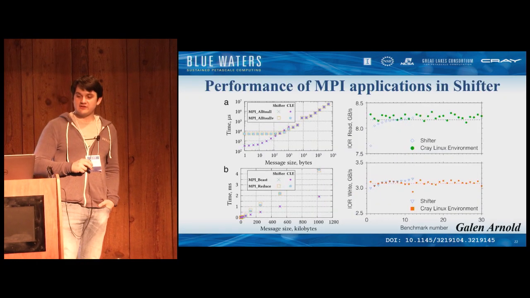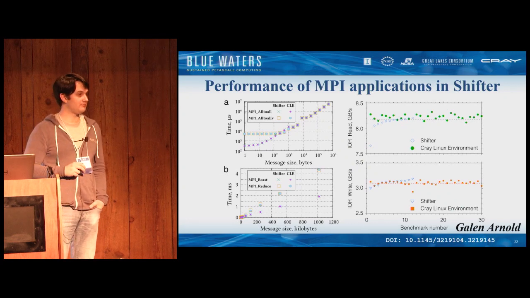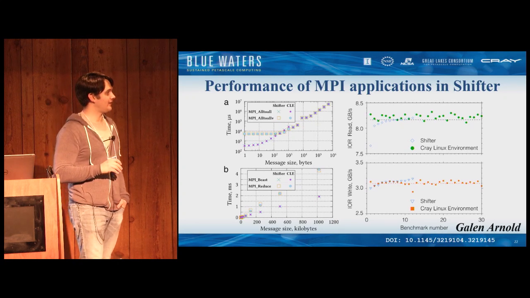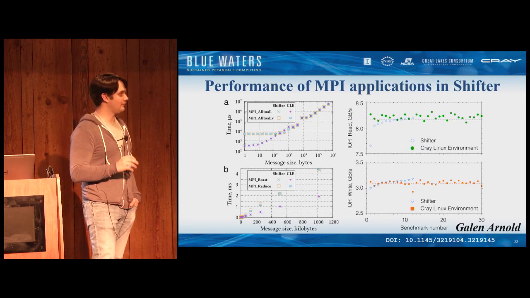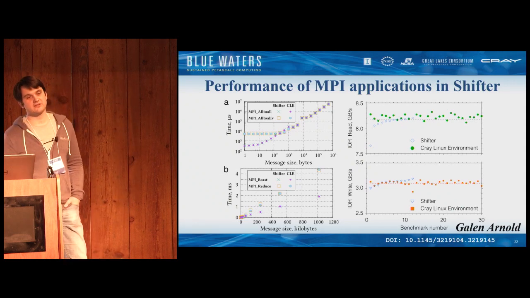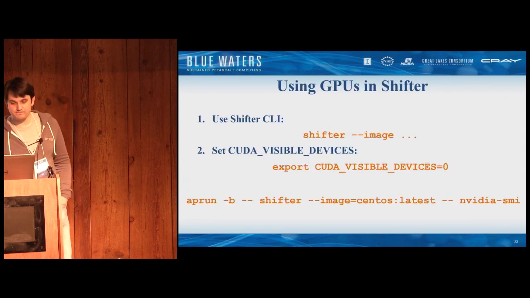Okay, we also tested performance of MPI applications in Shifter, and performance is identical in terms of MPI. MPI behaves identically, and input-output is also the same. So basically, Shifter does not impact performance of applications.